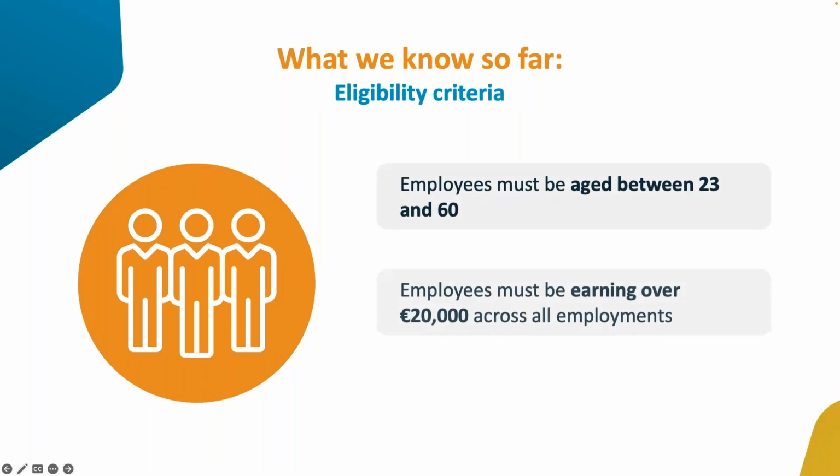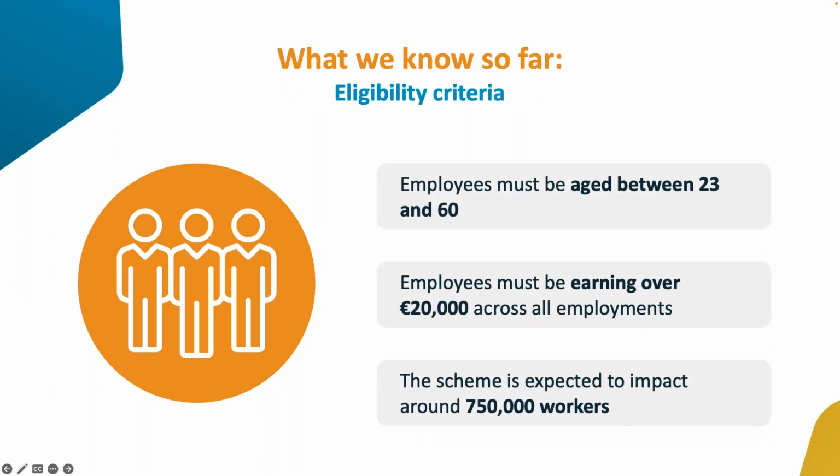All employees not already in an occupational pension scheme, aged between 23 and 60, and earning over €20,000 across all of their employments will need to be automatically enrolled into a workplace pension scheme. The scheme is expected to impact around 750,000 workers. All employees outside of these criteria may decide to opt into a scheme.